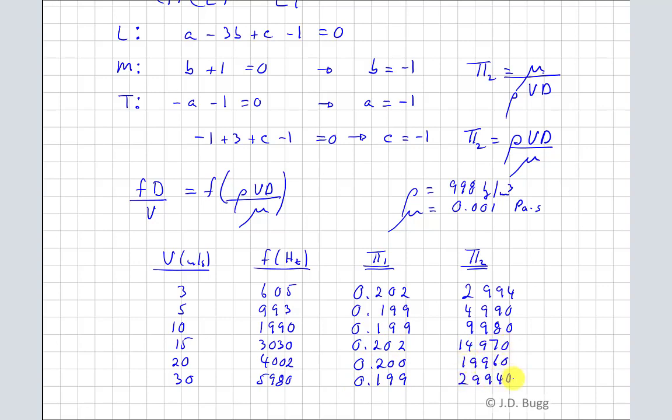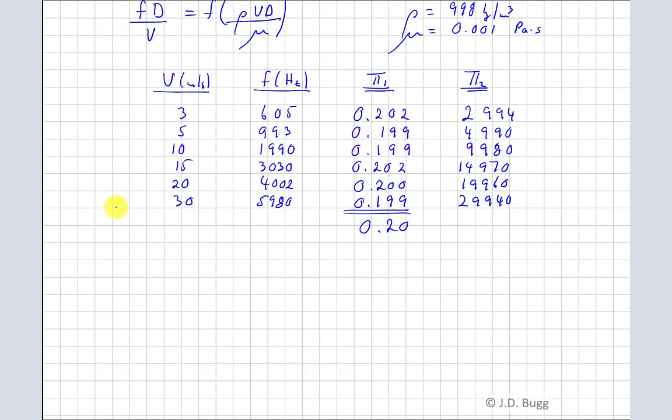So that's the entire table filled in. Now the most interesting thing here is if you look at this pi 1 group, it's essentially constant. So over quite a wide range of Reynolds numbers, this Strouhal number is constant. So that's the conclusion we can reach by analyzing this data. That means that the Strouhal number appears to be independent of Reynolds number. So in fact, this functional relationship is just Strouhal number equals a constant, and the value of that constant is essentially 0.2.